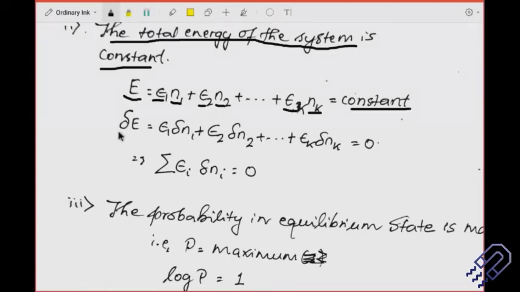So if you take delta of that, that again is nothing but 0. So even if you take a summation over i, the summation of epsilon i delta ni must be equal to 0. This is the second condition of equilibrium.